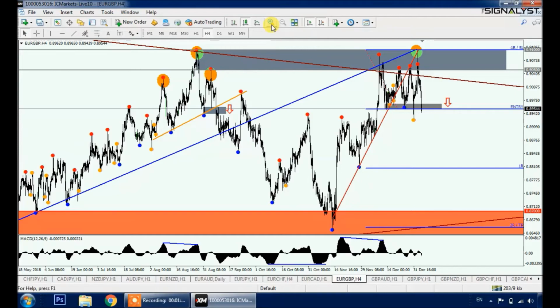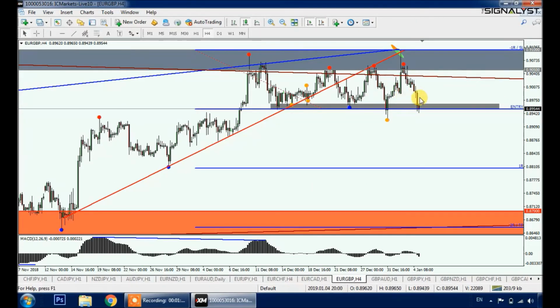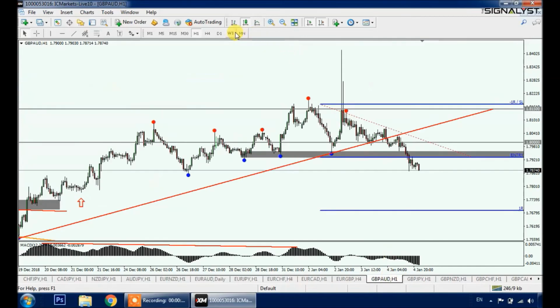So now we are waiting for a candle close below our last swing standing to jump in on this one. Now let's start with our GBP pairs. Our first one is GBP AUD.